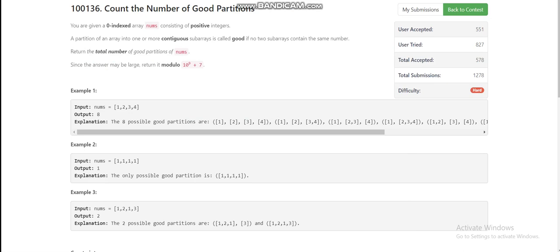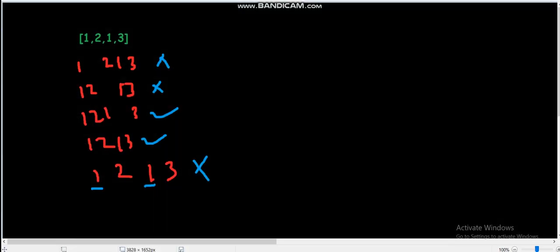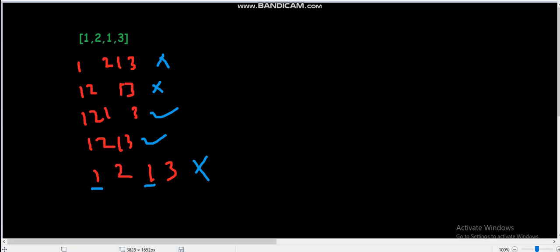Now let's jump into the constraints. n could be at max 10 to the power 5, and nums[i] could be at max 10 to the power 9. So our possible time complexities could be order of n or order of n log n. Now let's think about some observations.